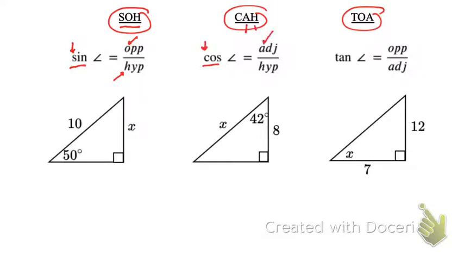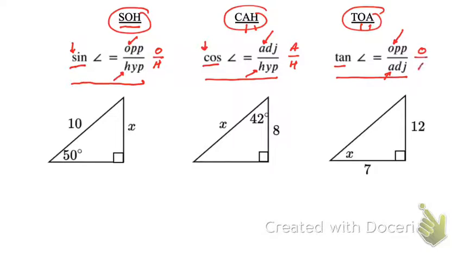A-H, adjacent over hypotenuse. TOA, T stands for tangent. O-A, tangent is opposite over adjacent. So we say the sine of our angle is opposite over hypotenuse, O over H. And we say the cosine is adjacent over hypotenuse, A over H, CAH. And tangent of our angle is opposite over adjacent, TOA, T-O-A.